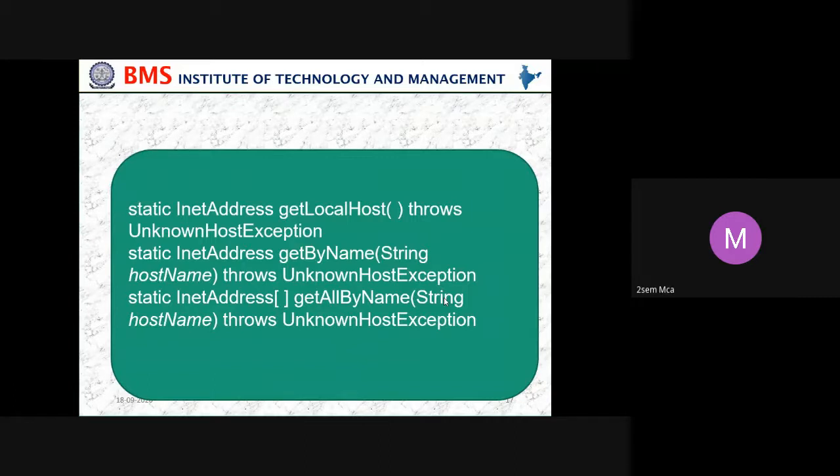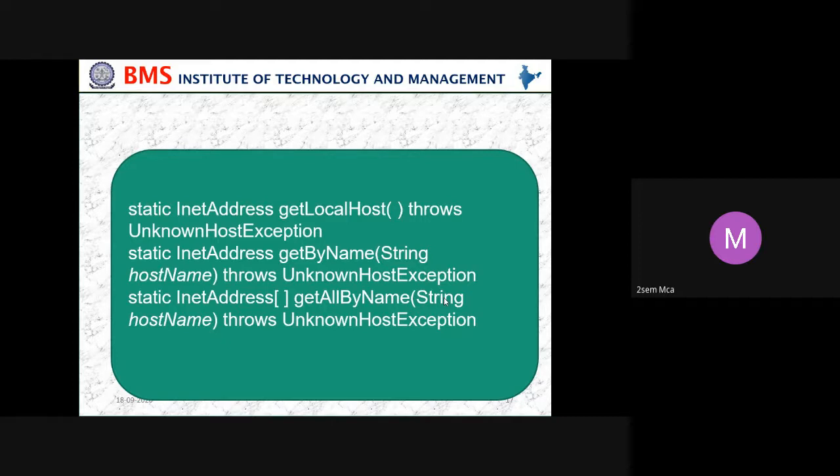Three commonly used InetAddress factory methods are static InetAddress getLocalHost. After this class, you can try out getLocalHost. In your system, it will give you the local host. In the same way, getByName. If you go to the command prompt and give ipconfig, it will give you the IP address, something like 126.176.10.0. That is what the local host is. But I don't want something like this. I want www.bmsit.ac.in.